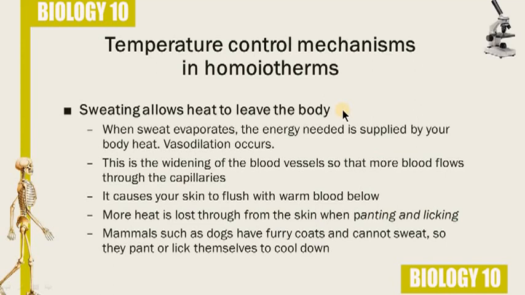However, for mammals, we have other adaptations. When it is too hot, vasodilation occurs. This is the widening of blood vessels to allow more blood to flow closer to the skin. This increases the heat at the area of the skin and causes us to sweat. The sweat evaporates and cools the skin. Mammals also pant and lick themselves to cool down. For example, animals with furry coats.